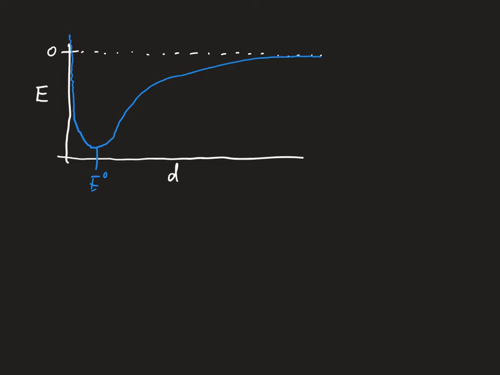And in general, the energy of the interaction is roughly proportional to that preferred energy divided by the distance between them to the sixth power. So the attraction falls off very quickly as the molecules get farther apart.